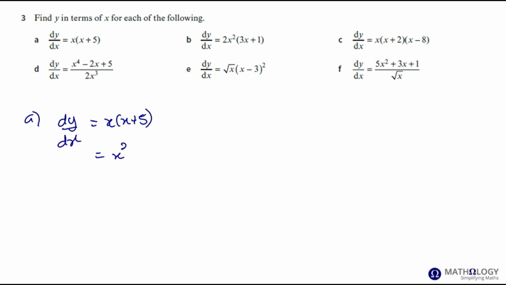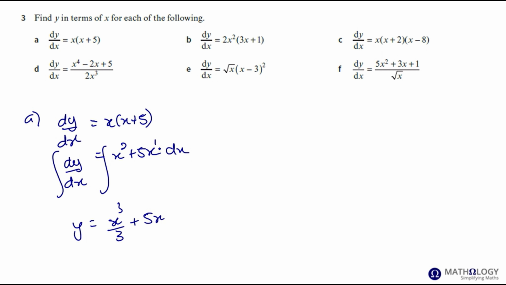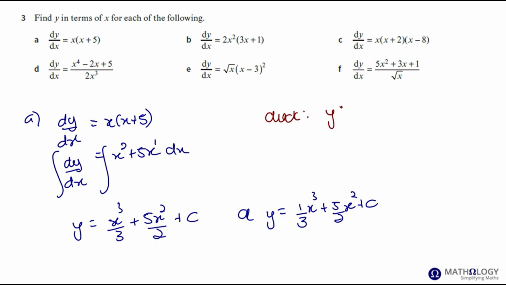So we'll have dy dx equals x squared plus 5x, and now we integrate the expression, so we'll have y equals x to the 2 plus 1, x to the 3 divided by 3, plus 5x to the 1 plus 1, 5x to the 2 divided by 2, and we add the constant of integration. This is maybe written in a nicer form as a third x cubed plus 5 over 2 x squared plus c, and again we are going to check our integration by differentiating this expression.